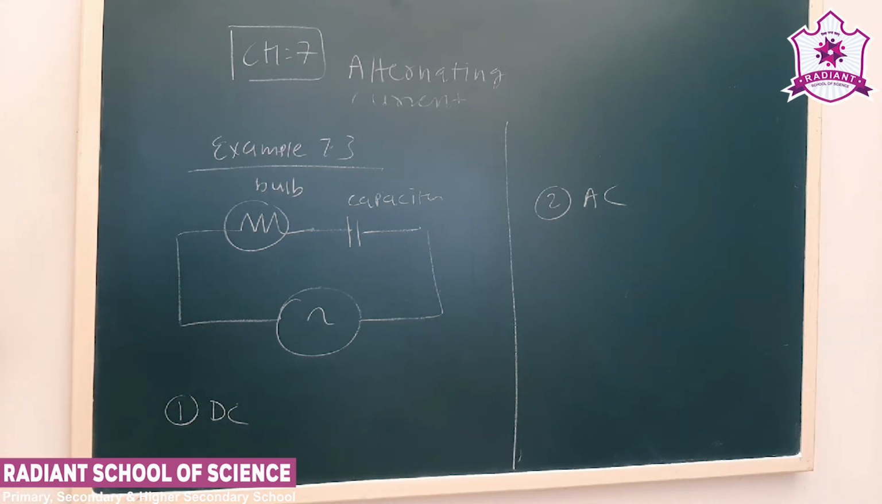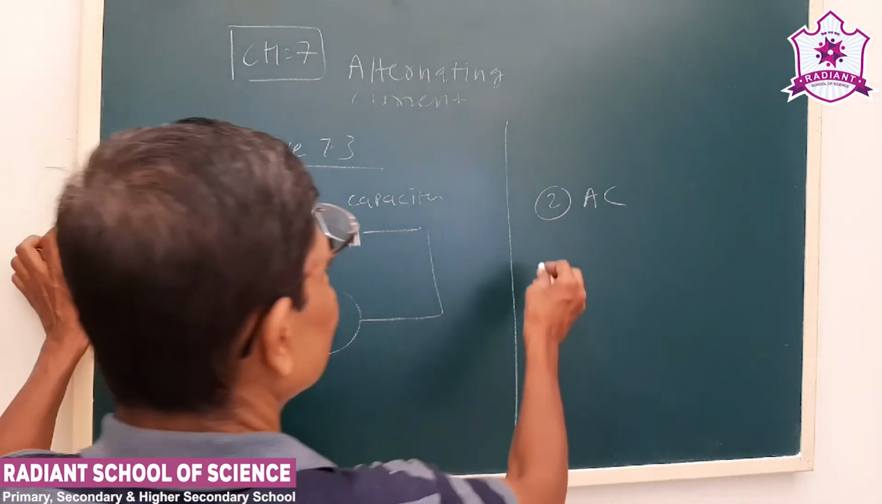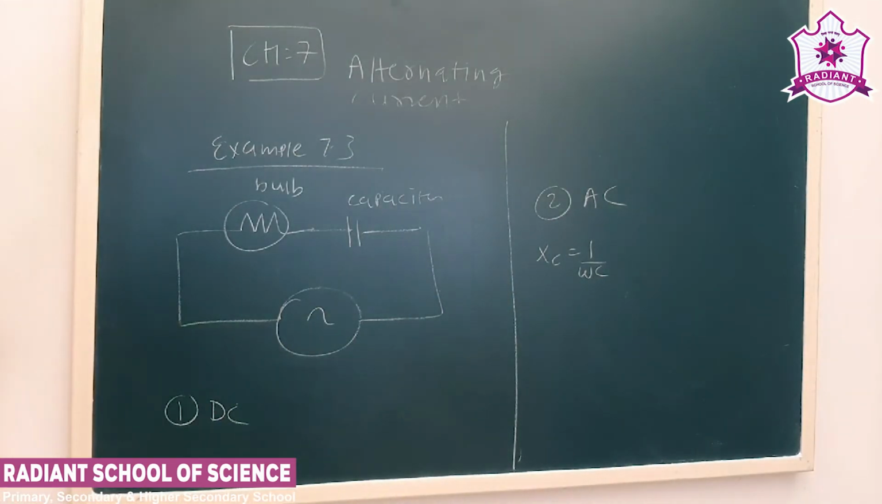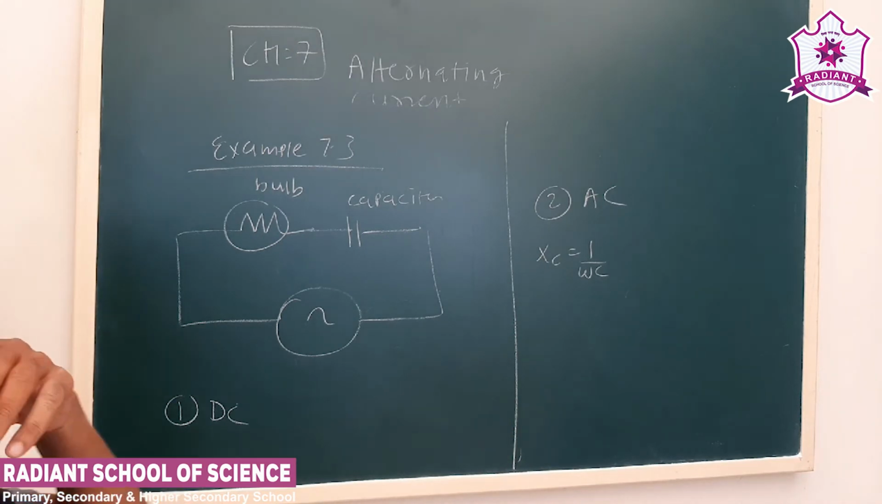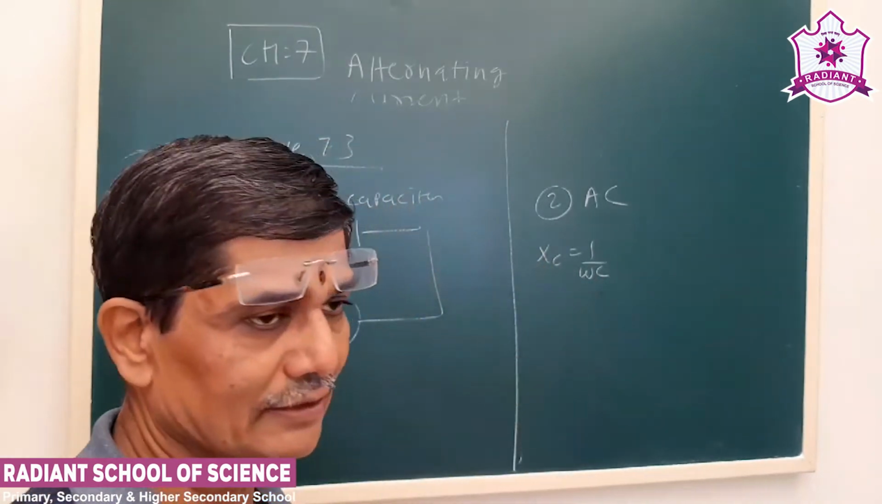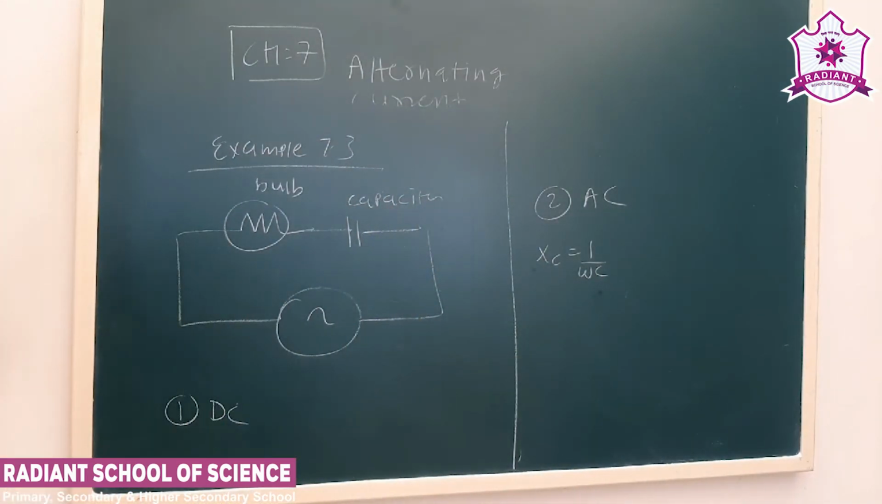Now see, for an AC source, the capacitive reactance XC is 1 upon omega C. When C is increased, XC will decrease, so our Z will decrease and current I will increase, and vice versa. If C is decreased, XC will increase, so the bulb will glow less bright.